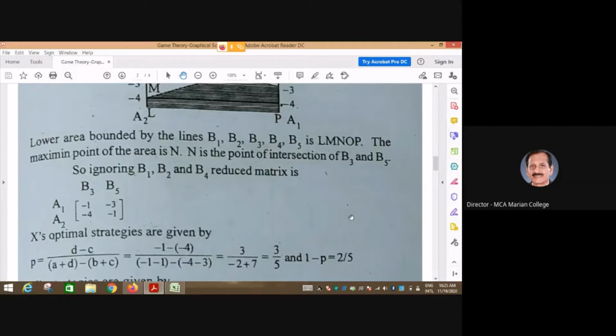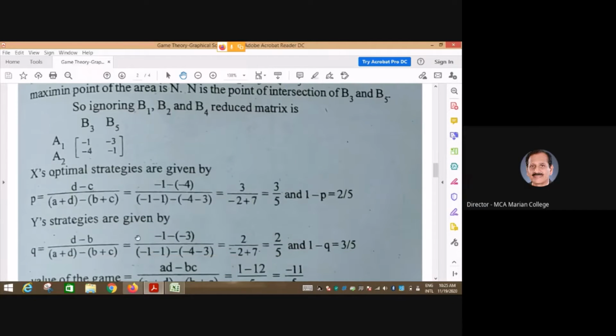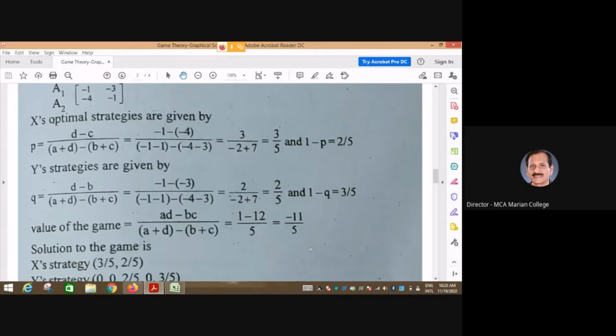So we'll get the value of P. Then you can find the value of Q using this formula. We'll get the value of Q is equal to 2 by 5, and 1 minus Q is equal to 3 by 5. So you got the values of P and Q. Then the next value is the value of the game. You can use the formula, substituting the values from the payoff matrix, and finally you will get minus 11 by 5. That is the value of the game by using this formula.